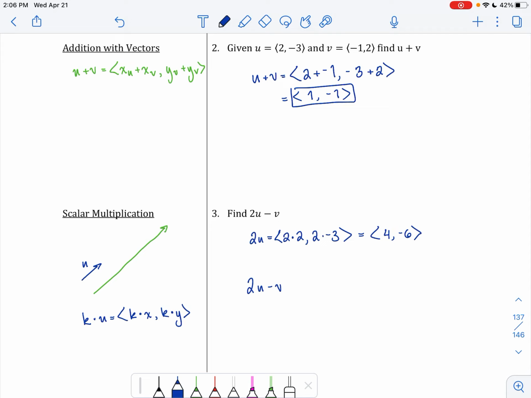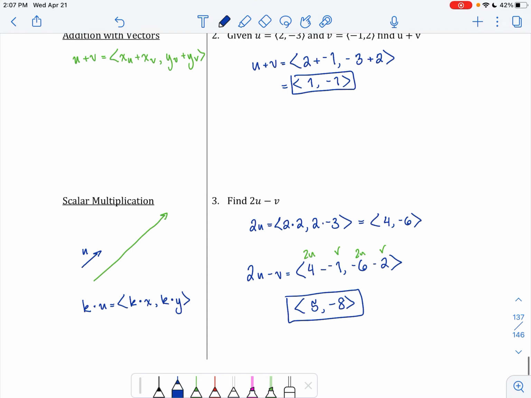So 2u minus v is equal to 2u, which is 4, minus -1 from v, and then -6 minus 2 from v. Right, these are our v terms. These are our 2u. And then we evaluate. So 4 plus 1 is 5. -6 minus 2 is -8. So there's addition. We saw some subtraction.